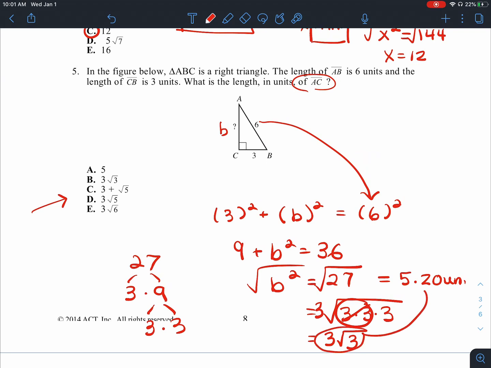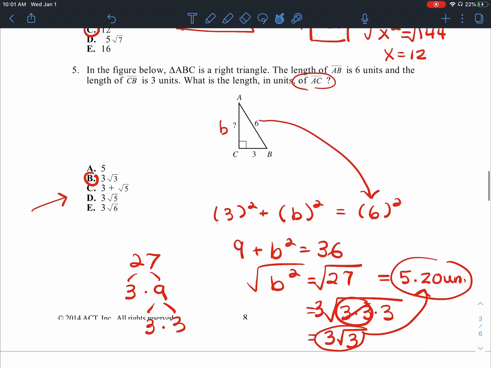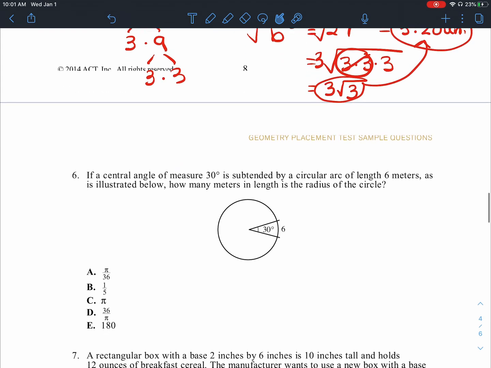This is the same thing as 5.20, which would match letter B. But if you think it's faster, you could just type these into your calculator and compare the decimal with 5.20. All right, let's take a look at number 6.